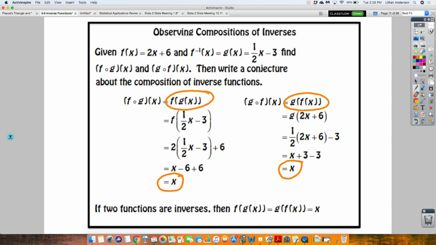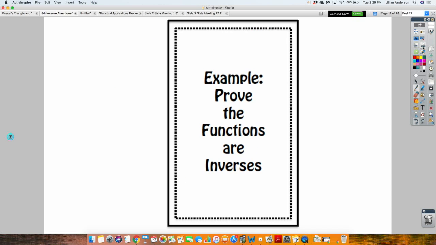All right. Where are we at? All right, next foldable. All right.